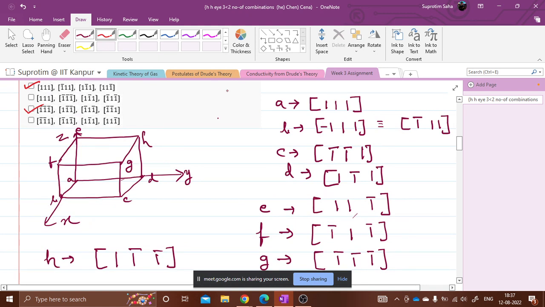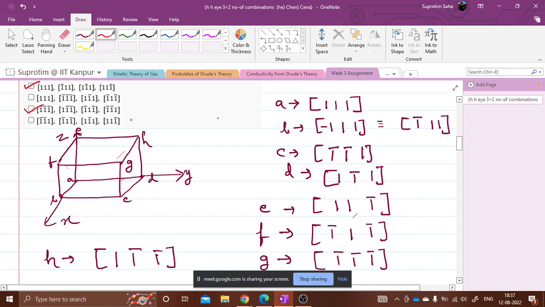So for A, you have to go to 1 1 1, A to G, right? For B, you have to go to -1 1 1. All right. For C, you have to go to -1 1, right?